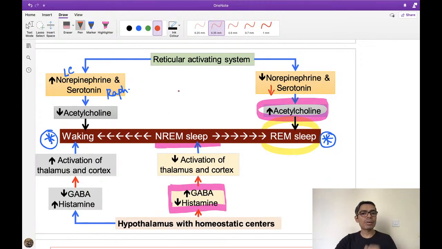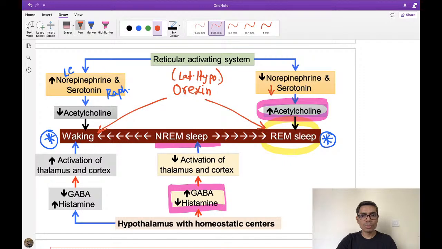Along with that, all of you know that recently there is orexin. Orexin is a substance which is produced from the lateral hypothalamus, and it causes switching from wakefulness to REM sleep stage. So this orexin is responsible for switching. When the orexin level is high, the person will maintain wakefulness, and when the orexin level is less, the person will enter into the REM sleep stage. So this is orexin, you also have to remember.